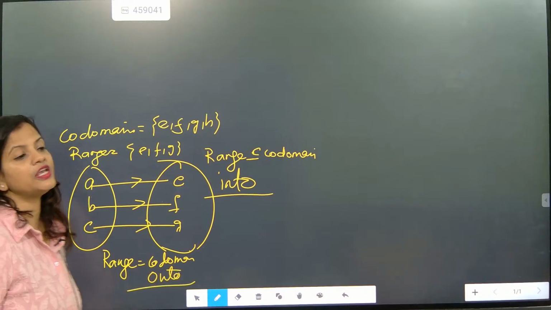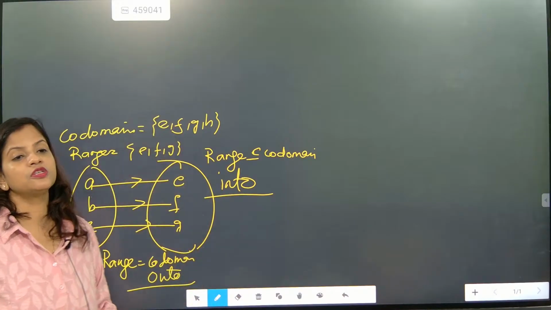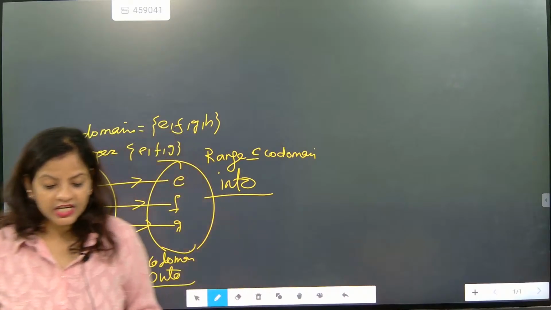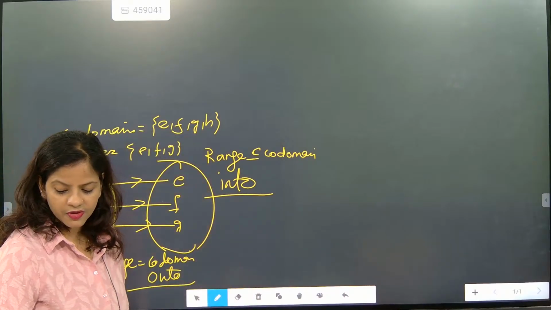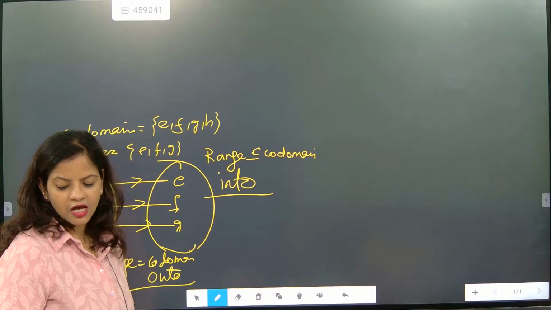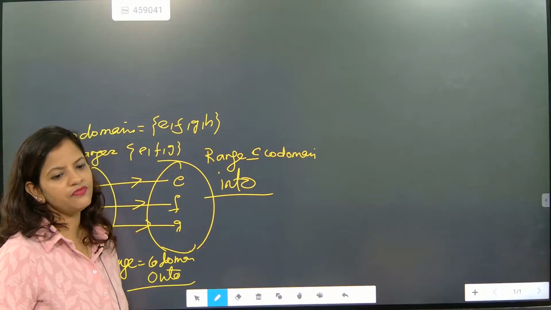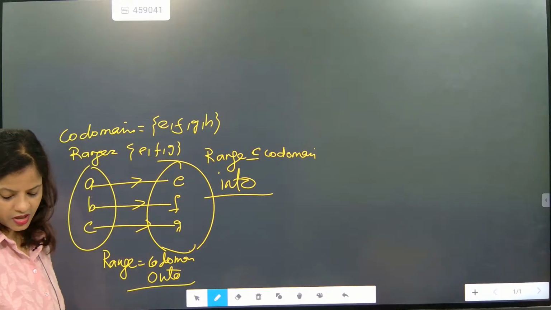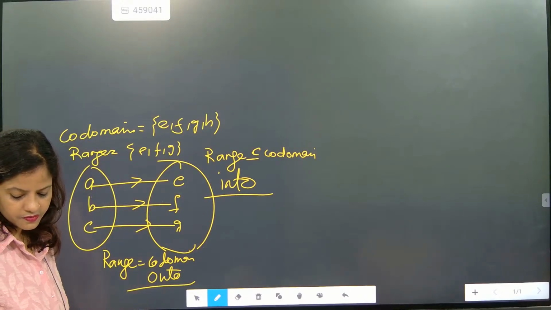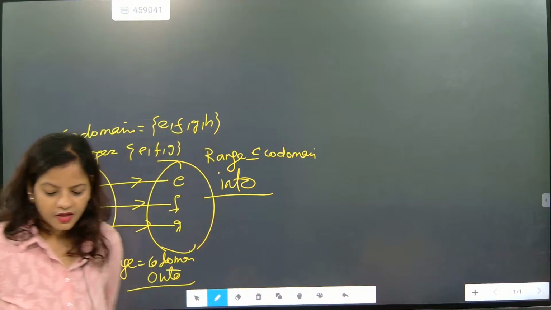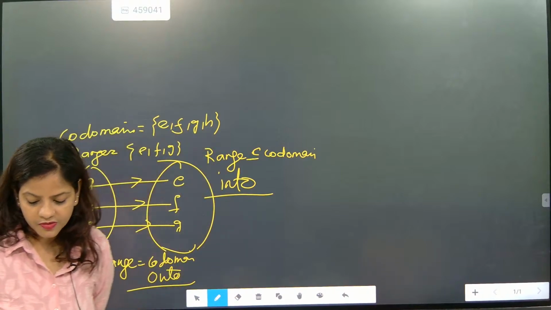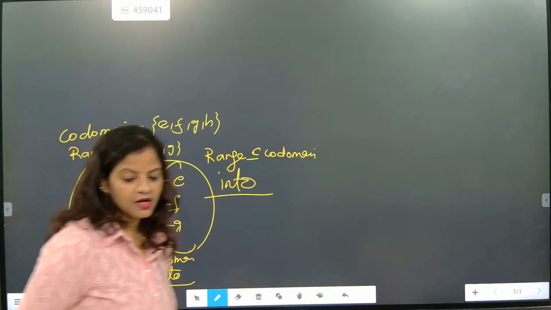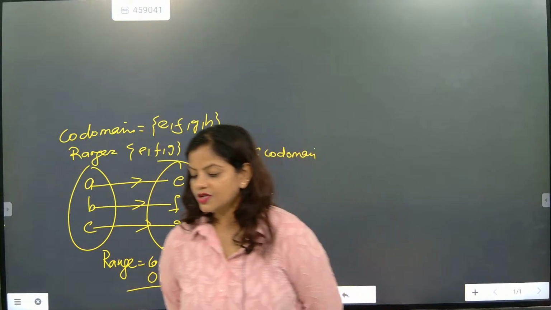And the inverse of a function: whose inverse is possible? Bijective function's inverse is possible. I hope you might have understood. Bijective function's inverse is possible, beta. So this is exactly the most important part.